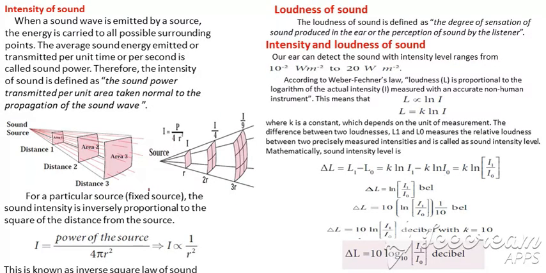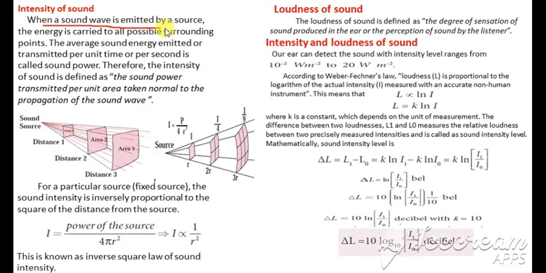Next we are going to see intensity. When a sound wave is emitted from a source, the energy is carried to all possible surrounding points. So when a sound wave is emitted from a source, it moves to all the surrounding points it can reach. That is what we see in intensity.